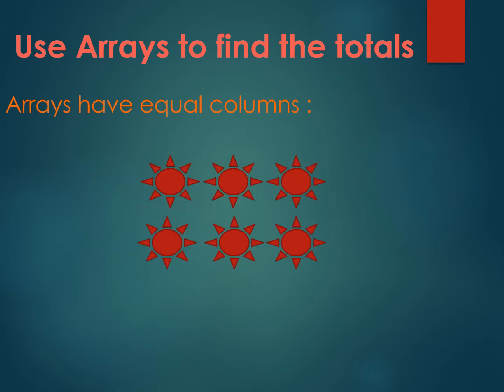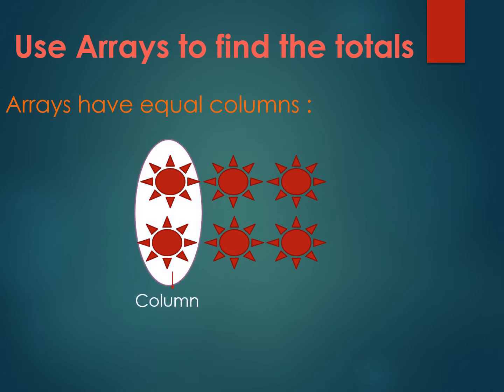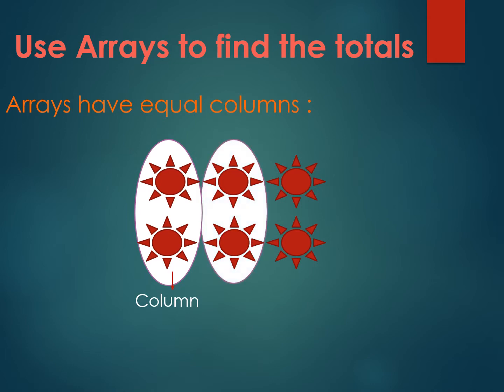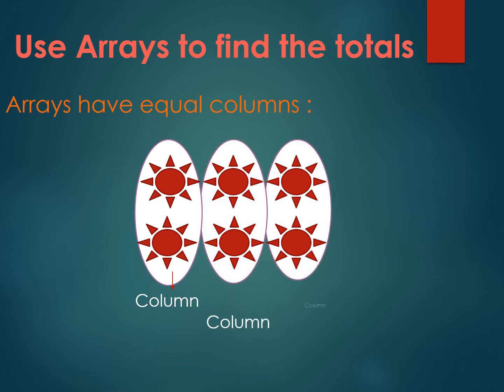And also arrays have equal columns. What are columns? This is column, and this is another column, and this is the third column. The first column has 2 items, and the second column has 2 items, and also the third column has 2 items. So arrays have equal columns.